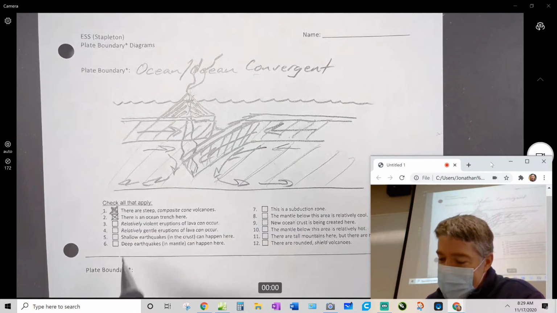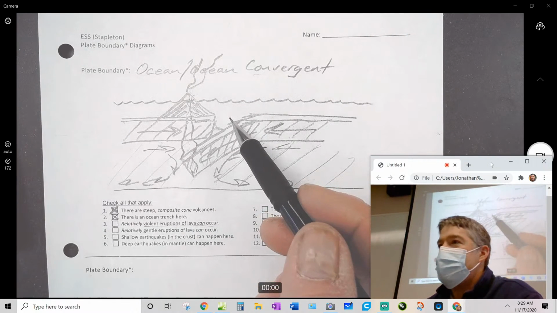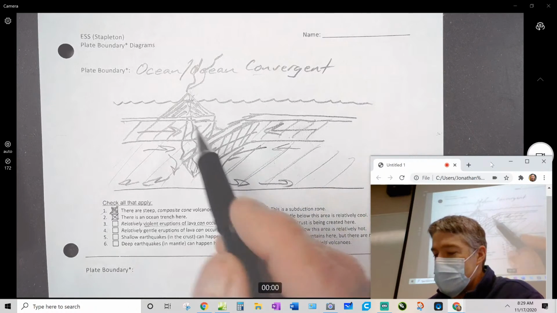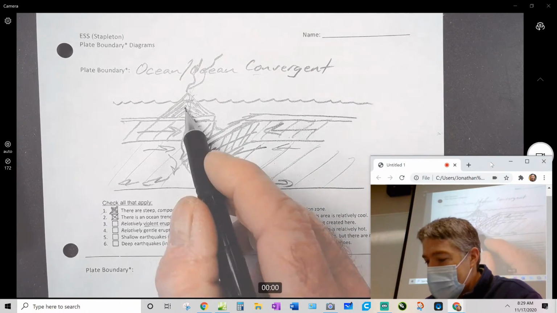Relatively violent eruptions of lava can occur. Can we have violent eruptions here? All you need for violent eruptions is the light color felsic lava, and we have that, so yes.